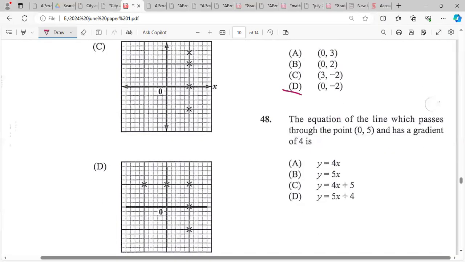The equation of the line which passes through the point 0, 5 and has a gradient of 4 is, so all straight line graphs are in the form y equals mx plus c. Now the gradient is represented by m, which is 4. And c is the y-intercept, which is 5. So there we have it: y is equal to 4x plus 5.